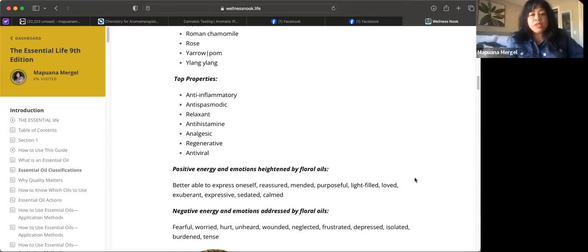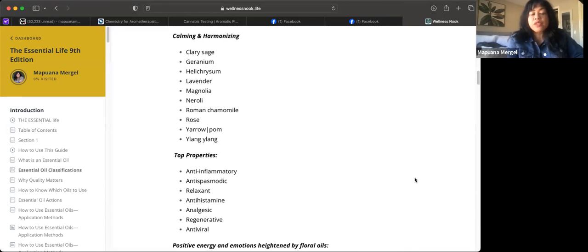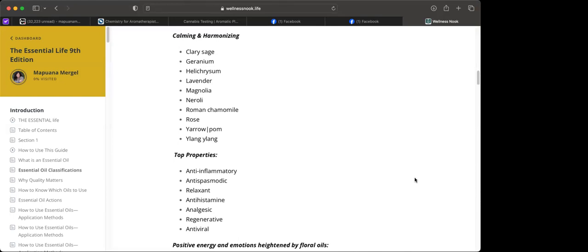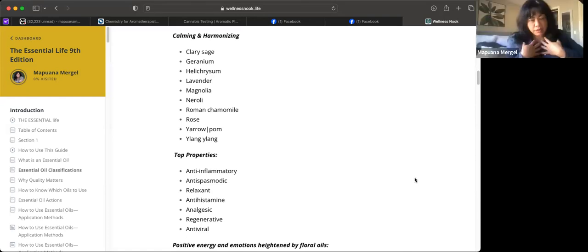So on the positive energy and emotions highlighted by floral oils, they help you feel better, able to express yourself, reassured, mended, purposeful, light-filled, loved, exuberant, expressive, sedated, calmed. So isn't it awesome to know that we have so many to choose from when it comes to floral oils? Because what appeals to me might not appeal to you, but it's nice to know that we have choices, right?